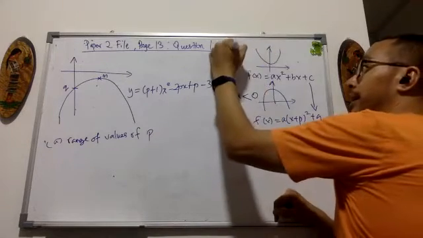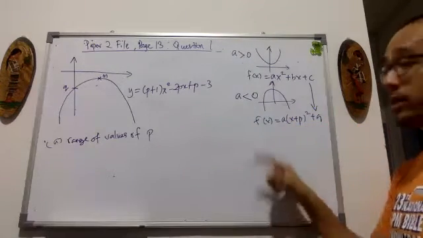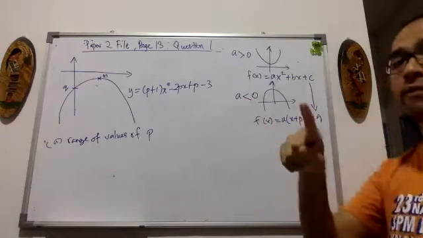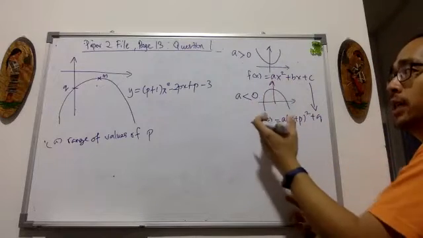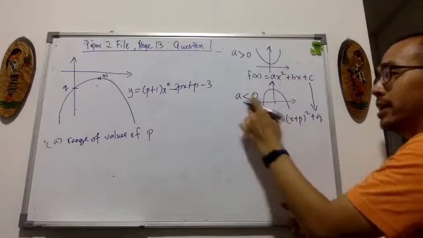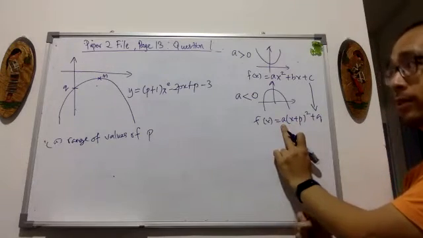Okay, and this one, A must be more than 0. Okay? Because the value of A tells us the shape of the graph. If it is a smiley graph, this number must be positive. If it is a frowny graph, then this number must be a negative number. Okay, very important word.